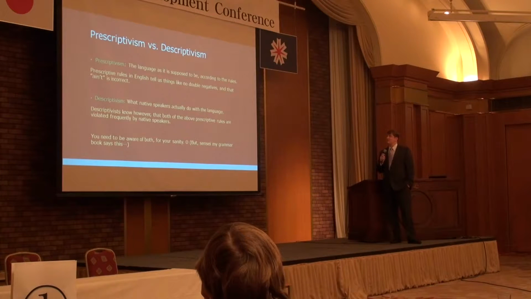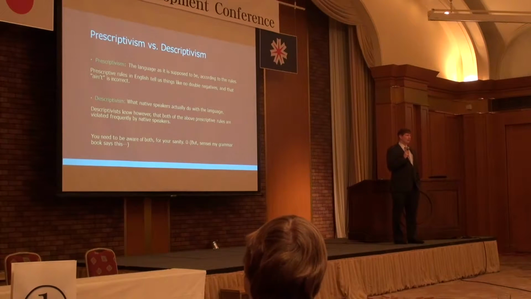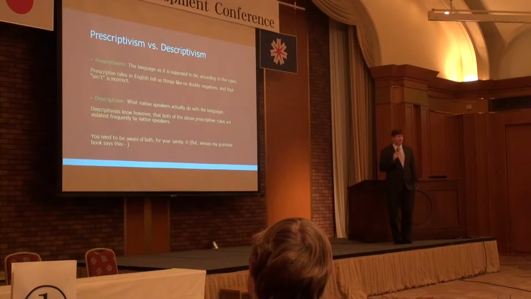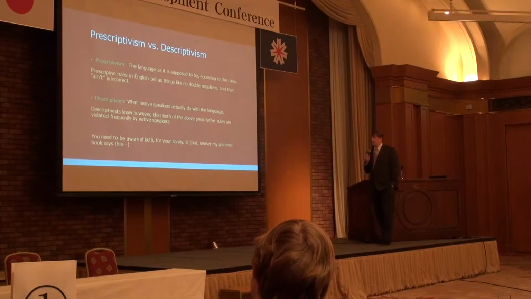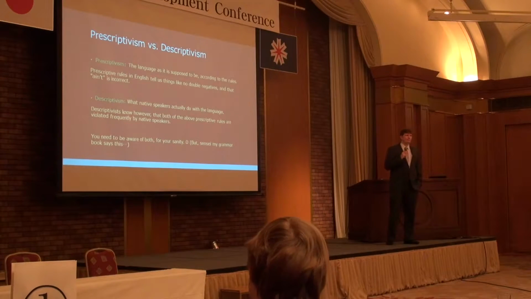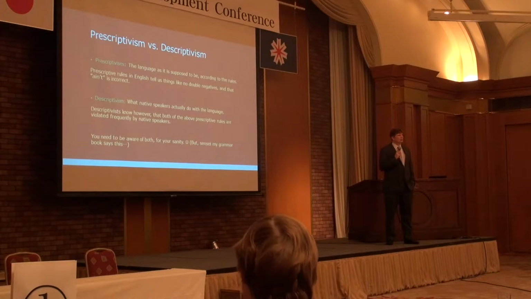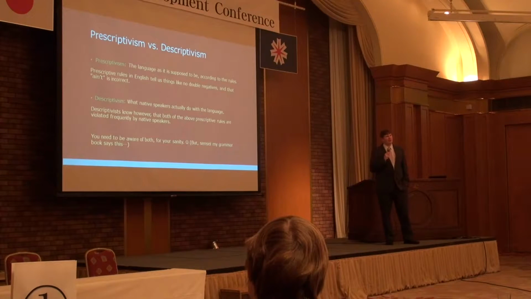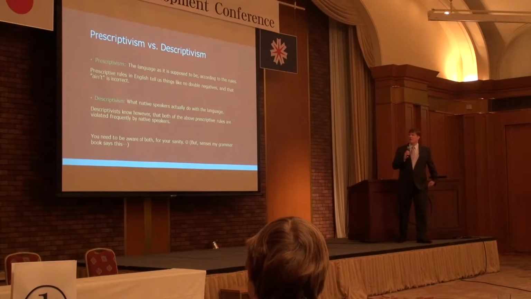The descriptivist looks at what native speakers actually do with the language. Descriptivists know, however, that we use ain't, and we use double negatives. And we violate a lot of rules. Why do we do that? Because language is messy and is continuously changing. So how do we explain this to our students?